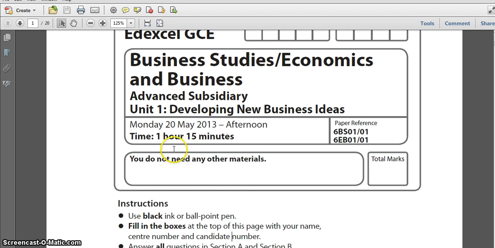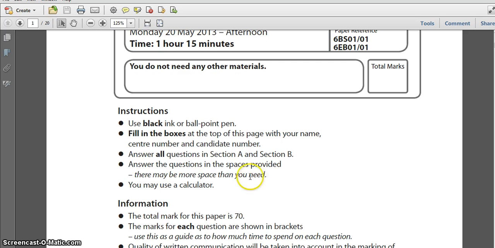Now as usual, all exams for Unit 1 are an hour and 15 minutes. It's 70 marks, so you need to spend half an hour on the multiple choice bit and the other 45 minutes on the second bit. You have to be super strict with your time on this type of thing. Don't spend too long on the multiple choice bit because more of the marks are in the second part of the exam. So let's get straight onto it.